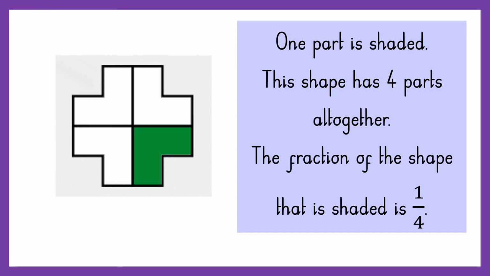In this shape, one part is shaded. This shape has 4 parts altogether. So the fraction of the shape that is shaded is 1 out of 4 parts altogether, or 1/4.